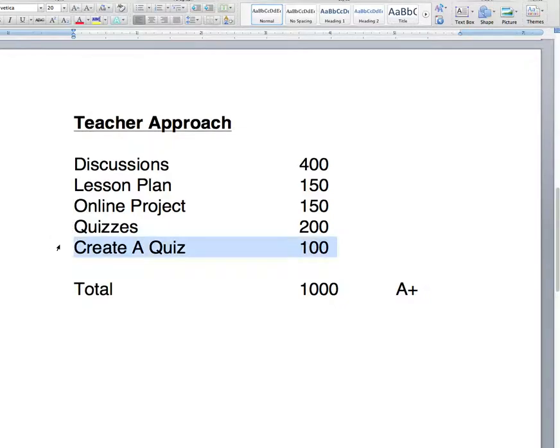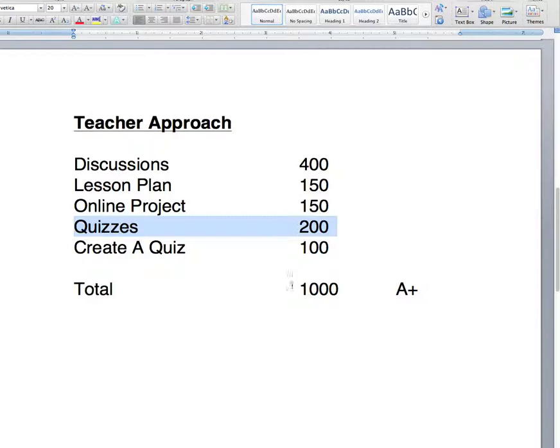You could create a quiz, and be sure to read the directions there. That one can be a tricky one, but you could create a quiz that might be useful eventually when you're teaching, and it might tie into that lesson plan that you're doing. And then maybe you'll take some quizzes.